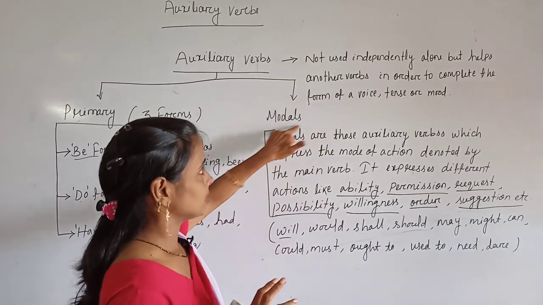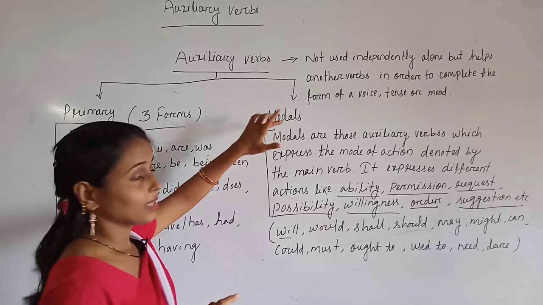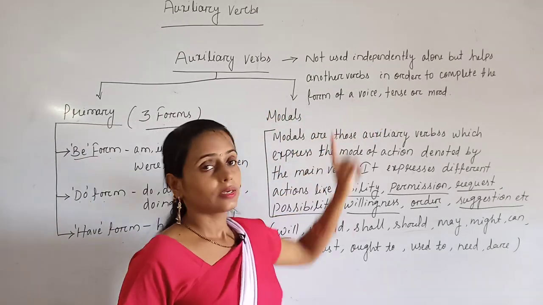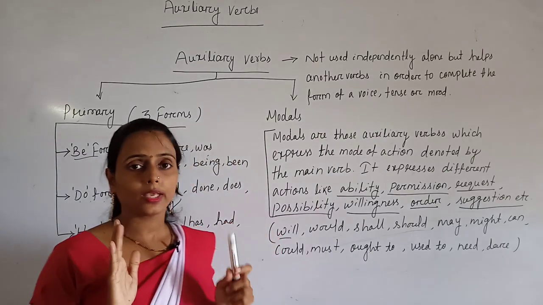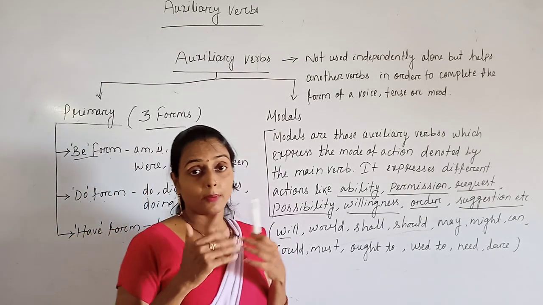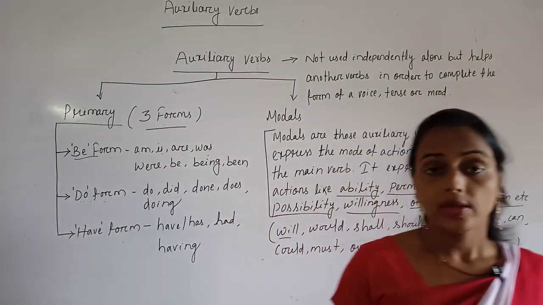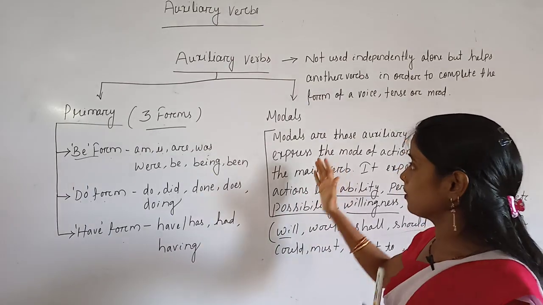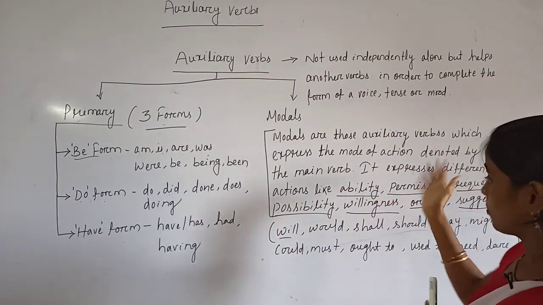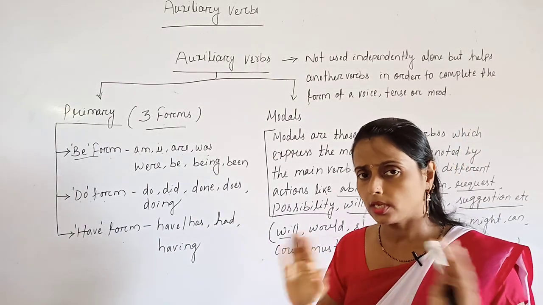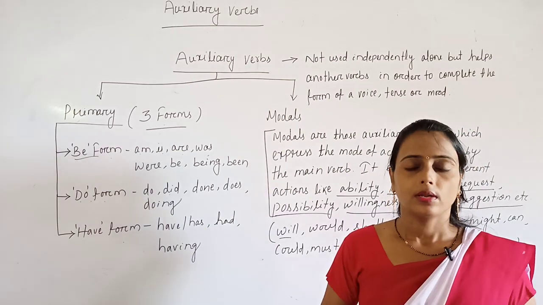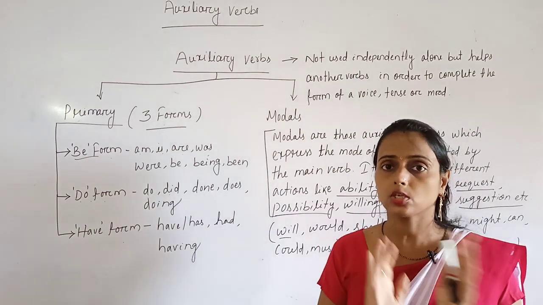So, these modals help another verb to complete the form of the voice, tense or mood. In order to make the sentence complete and meaningful, these modals are used. Apart from this, they are also used to express the mood of the main verb. Means what is the mood? Either the word is being used for permission or ability. These things are clearly mentioned by the modals. Understood it? Now let us read according to your section wise.